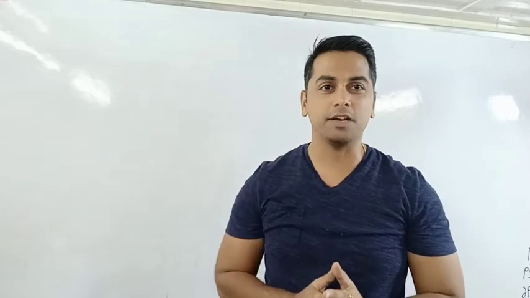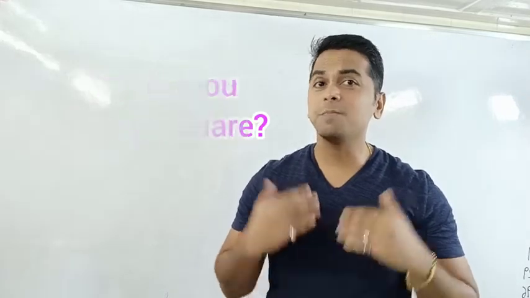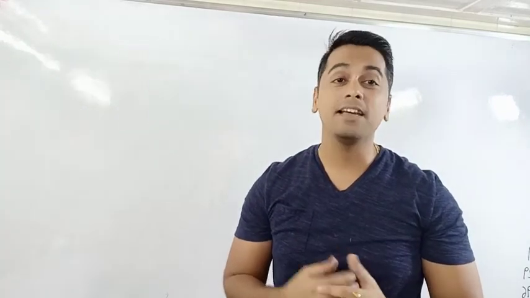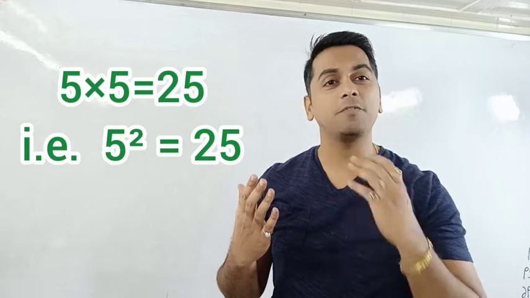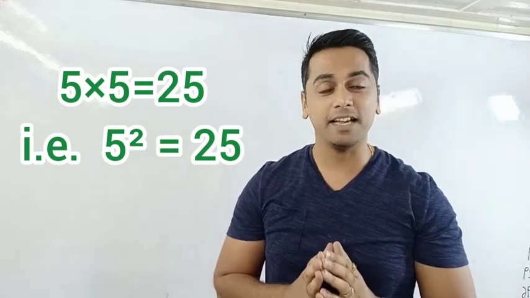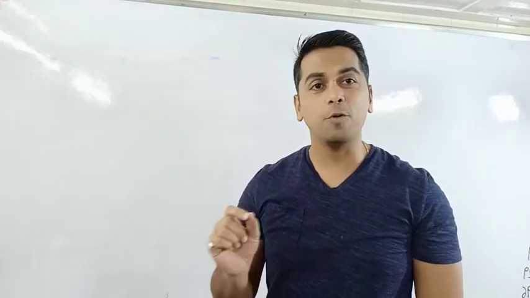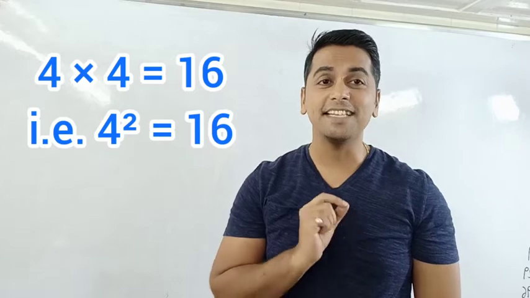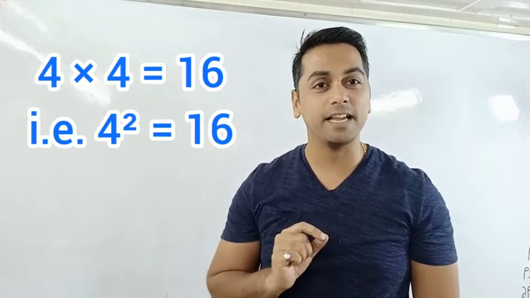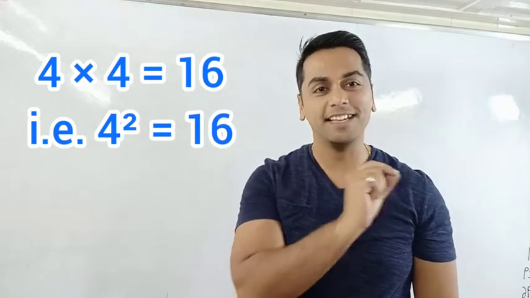So the first question is, what do you mean by square? A number which is multiplied with itself is called a square, right? When 5 is multiplied with 5, the result is 25. So we can say that the square of 5 is 25. When 4 is multiplied with 4, the result is 4 square, which is 16. So we can say 4 square is 16, or the square of 4 is 16.